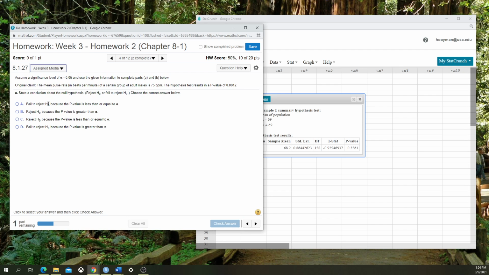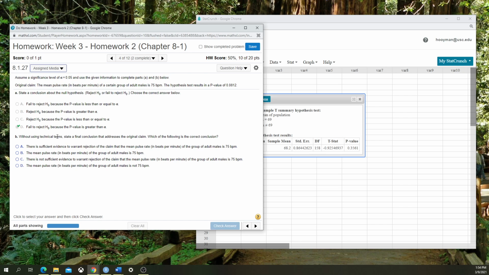That's not the case. We already know that if we are above alpha, then we are failing to reject the null. So saying to reject, that's not true. Reject here, also not true. Fail to reject the null because the p-value is greater than alpha. That one is true. Good job.